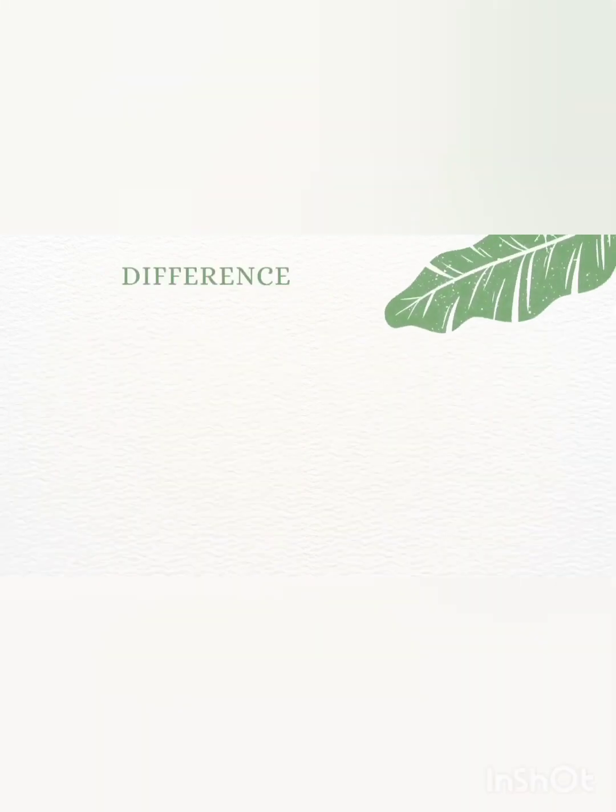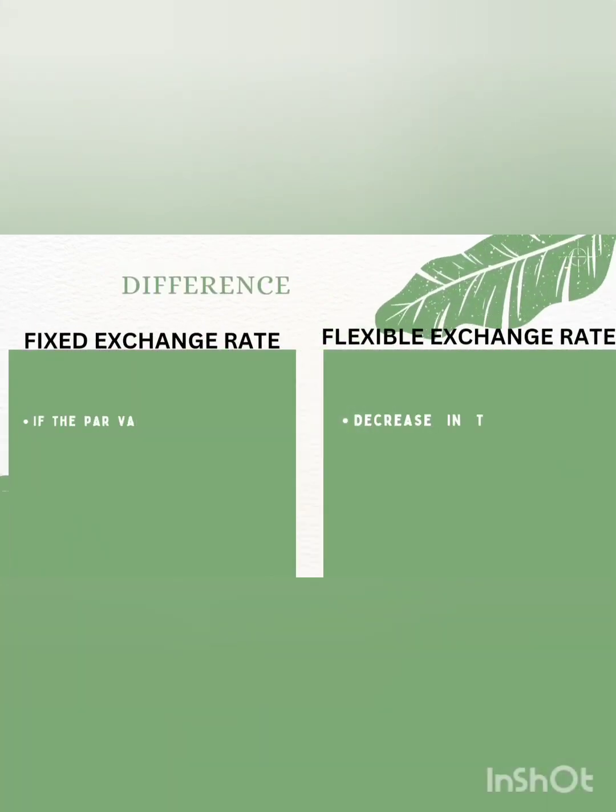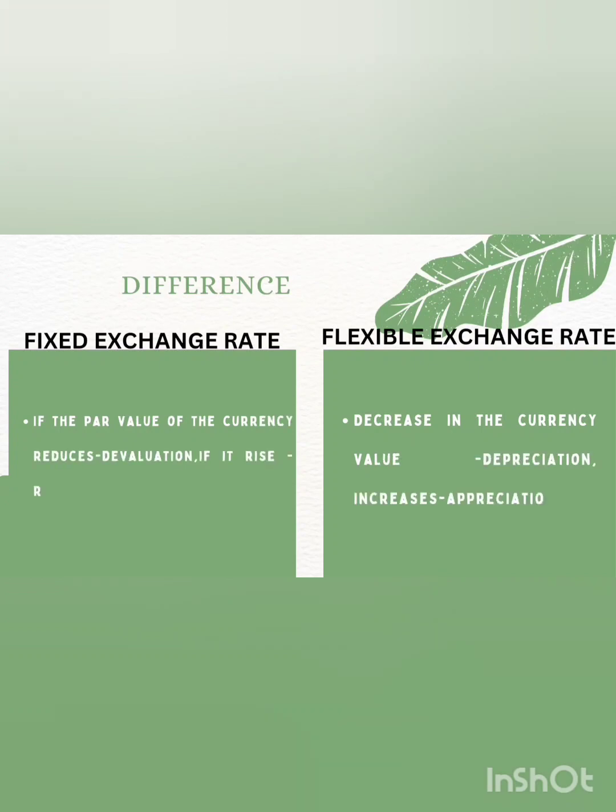Third difference is, in a fixed exchange rate system, if the par value of the currency reduces, it is termed as devaluation. And if it rises, then it is known as revaluation. On the other hand, in a flexible exchange rate regime, the decrease in the currency value is termed as depreciation and the increase as appreciation.